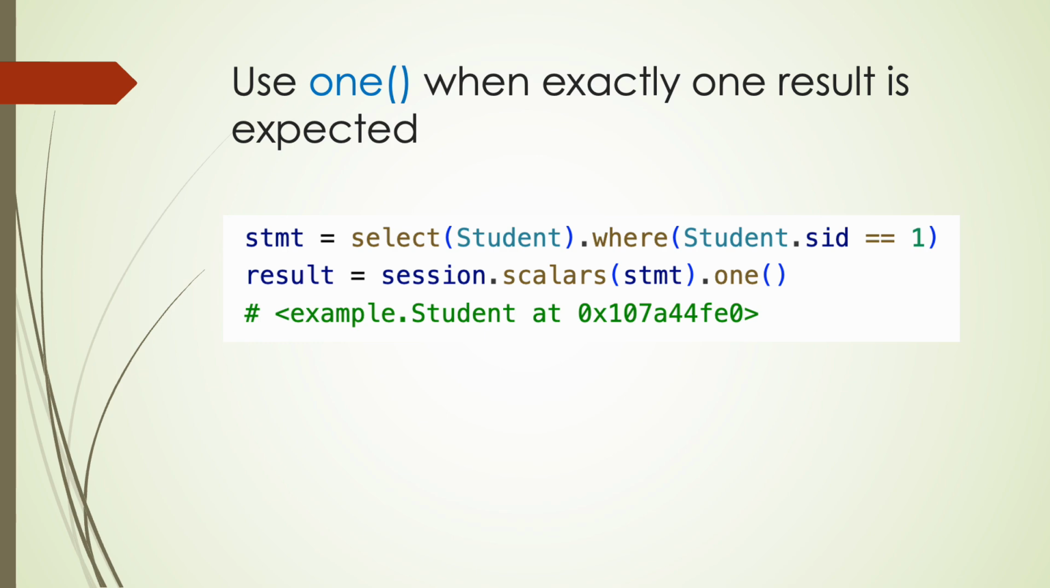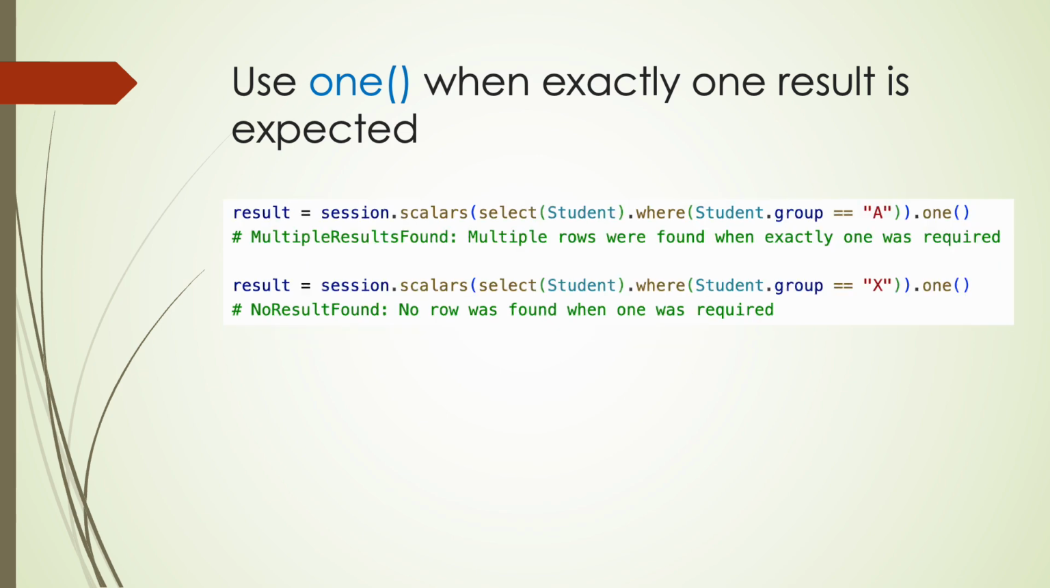To return the results directly rather than row objects, we can call the scalars method of the session, which will return a scalar result object that delivers the first column of each row at once. The scalar result object also has a one method which works in the same way as demonstrated in the previous slide. As the name suggests, the one method should only be used when exactly one result is expected.